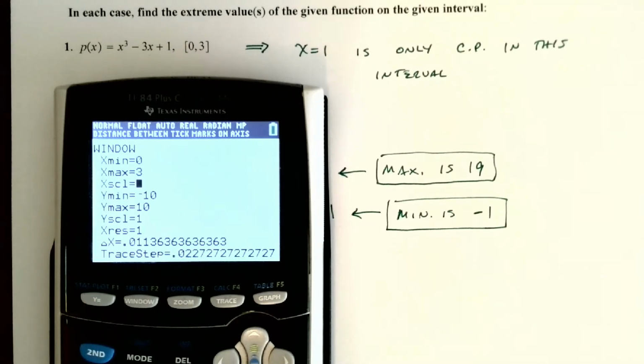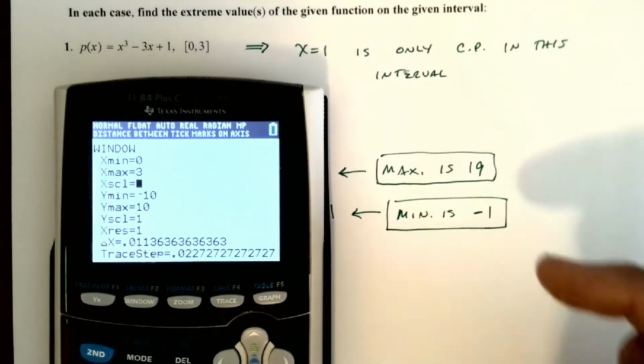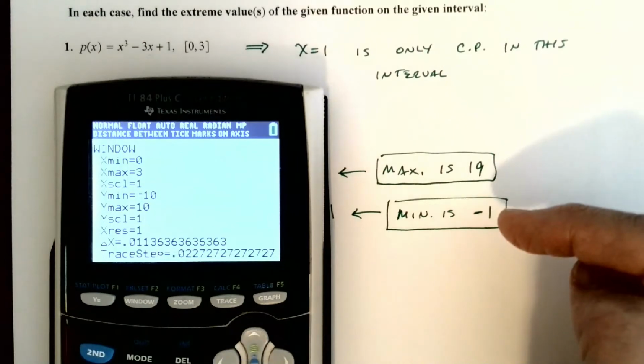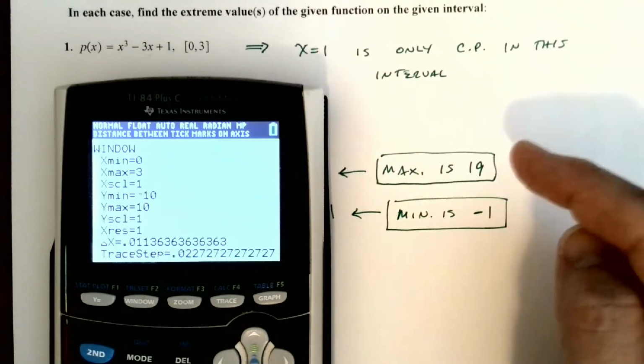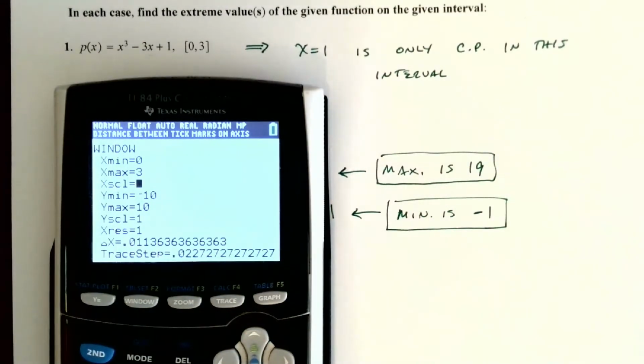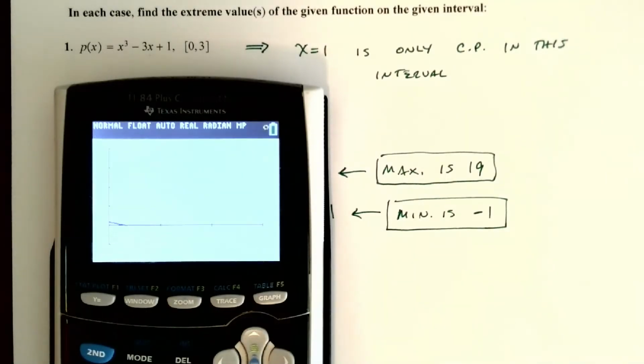And what should my y min and y max be? Well, if I did my work right, my min has to be at least negative 1 and my max has to be 19. I'll do a minimum of negative 5 and a, whoops, that's my x scale. I don't want that to be negative 5. I'll do a minimum of negative 5 and a maximum of 20. Okay. And I'll put my y scale at 5, so my tick marks are only 5 apart there. Okay. And I'll go ahead and graph this.